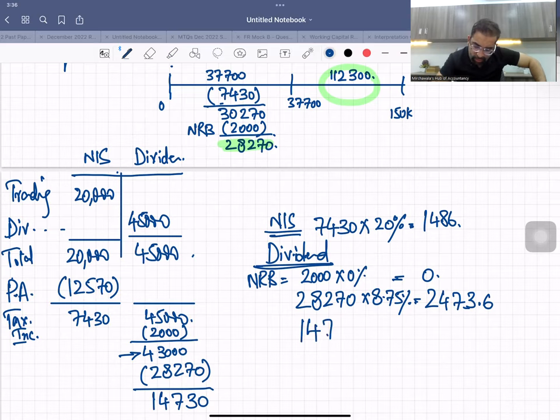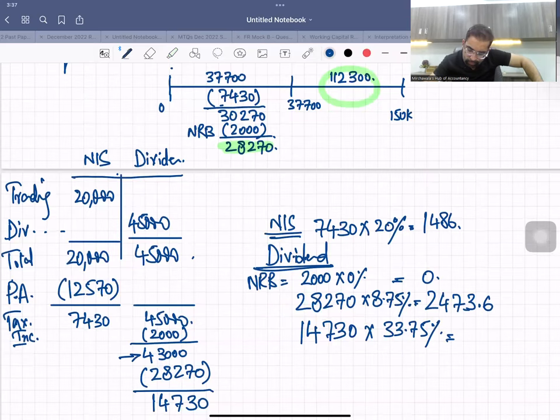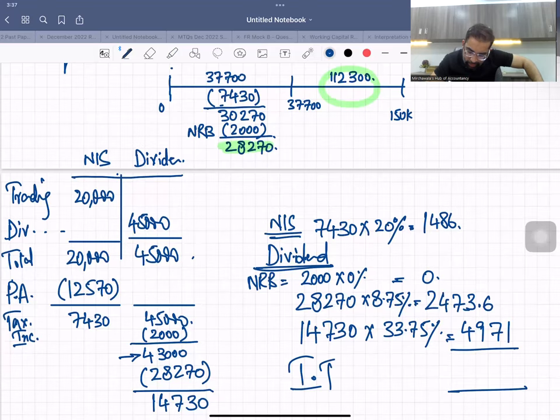And the tax rate for dividend second band is 33.75%. Yes, I'm right. So 14,730 times 33.75%. Now let's add all of them. You will get ITL. This is the answer.